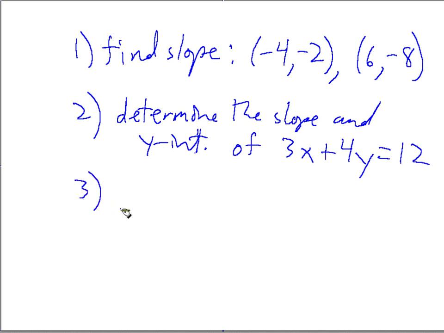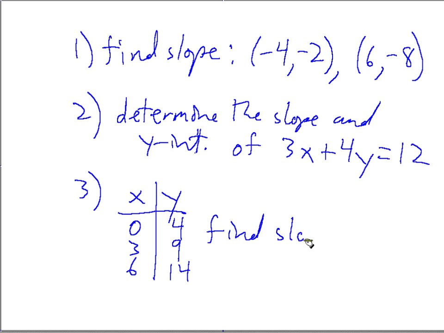And number 3, let me give you this table. Let's say the table here is x: 0, 3, 6, and y: 4, 9, 14. Given this table, which represents some line, I want you to find the slope. Find out how slanted that line is. Post the answers to these 3 questions in the discussion area in Blackboard. So until next time.